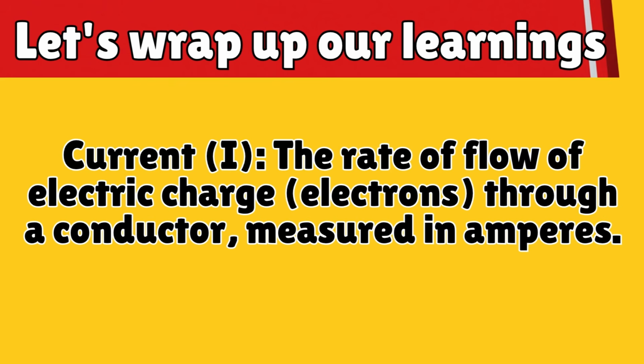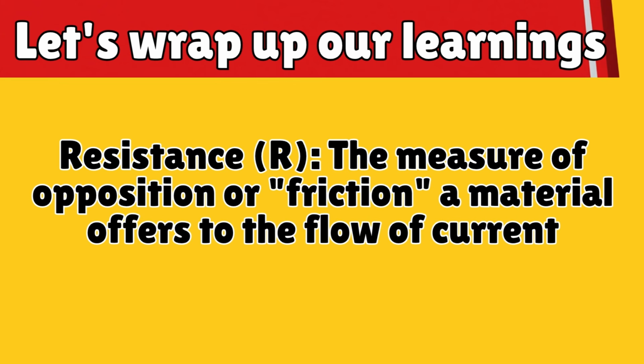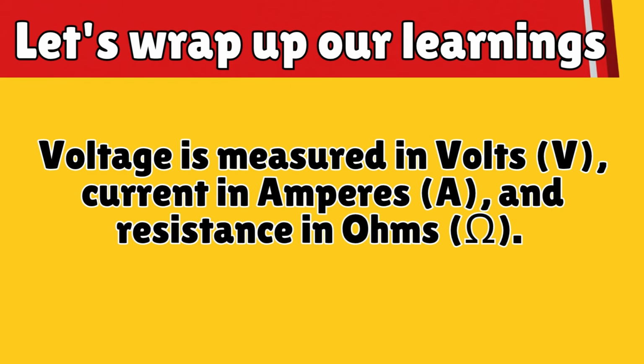And now let's wrap up our learnings. Current is the rate of flow of electric charge or electrons through a conductor, measured in amperes. Voltage is the pressure that pushes electric charges through a conductor, provided by sources like batteries. Resistance is the measure of opposition or friction a material offers to the flow of current. Voltage is measured in volts, current is measured in amperes, and resistance is measured in ohms.